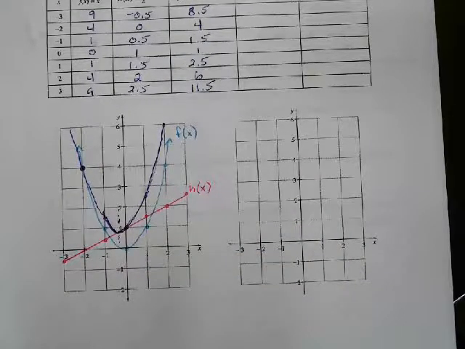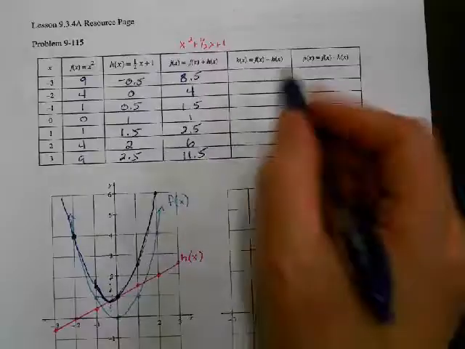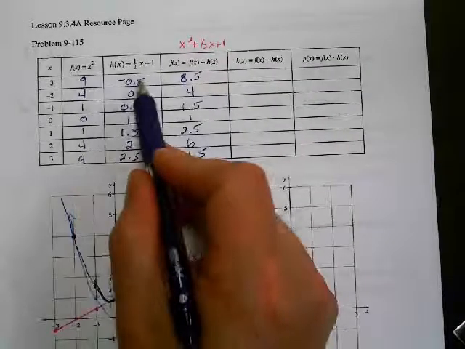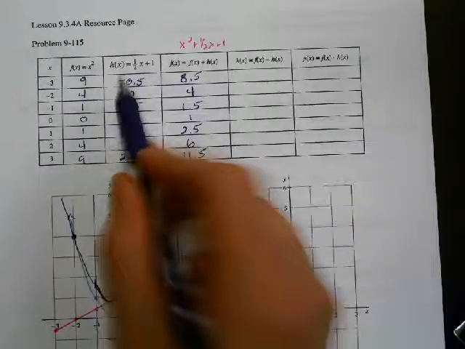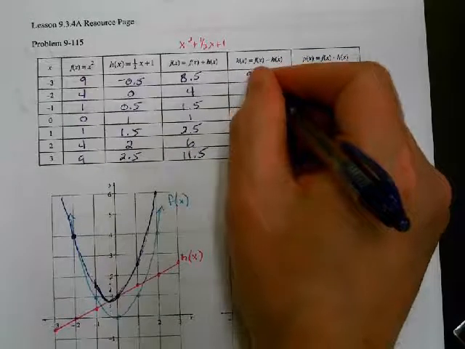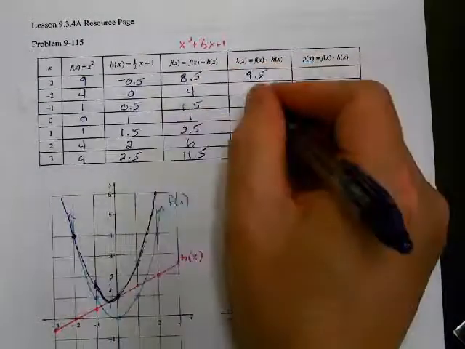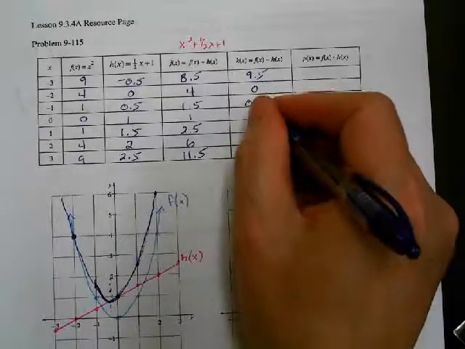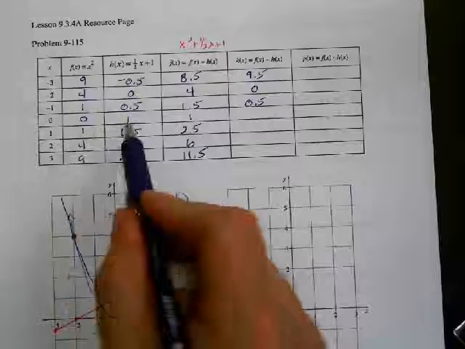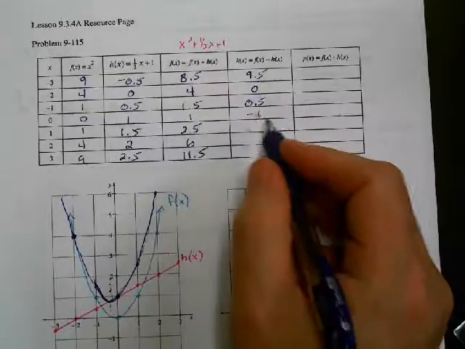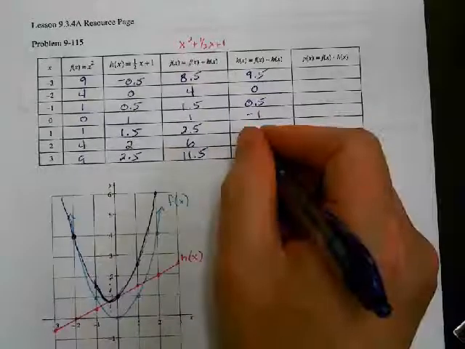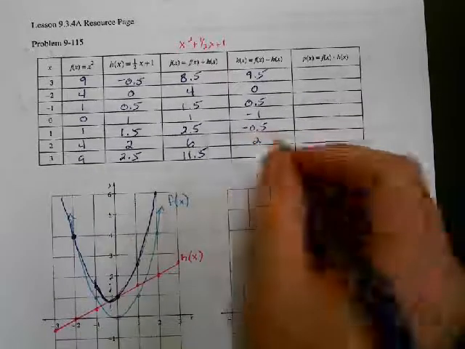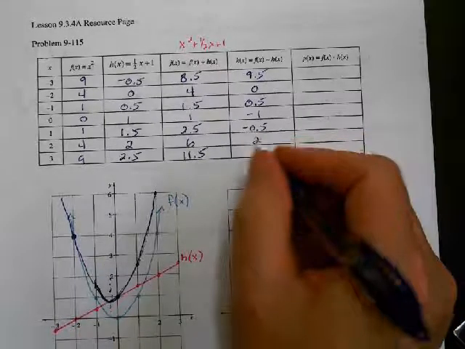Okay, so for k of x, k of x is f of x minus h of x. So this minus this. So I do this minus negative that. So that would be 9.5. 4 minus 0 is 0. 1 minus 0.5 is 0.5. 0 minus 1 is negative 1. 1 minus 1.5 is negative 0.5. 4 minus 2 is 2. And then 9 minus 2.5 would be 6.5.